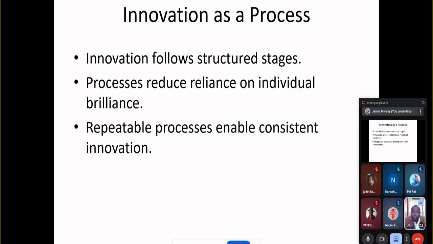And you have to know that innovation is a process. So innovation follows structured stages. These processes reduce reliance on individual brilliance. Sio kusema hapa ati wewe ni genius. We don't rely on individual brilliance. Remember, humanity is a social animal. Human is a social animal. We are not like leopards.